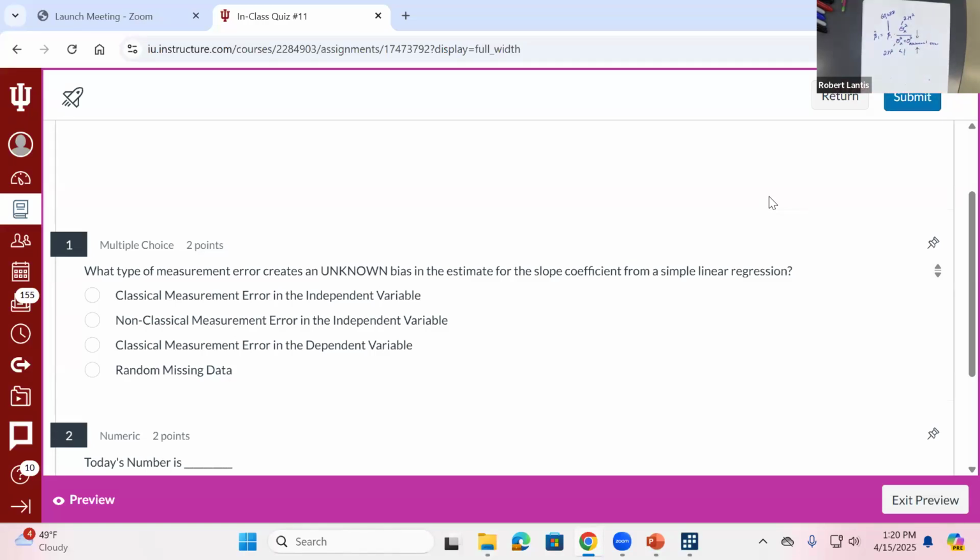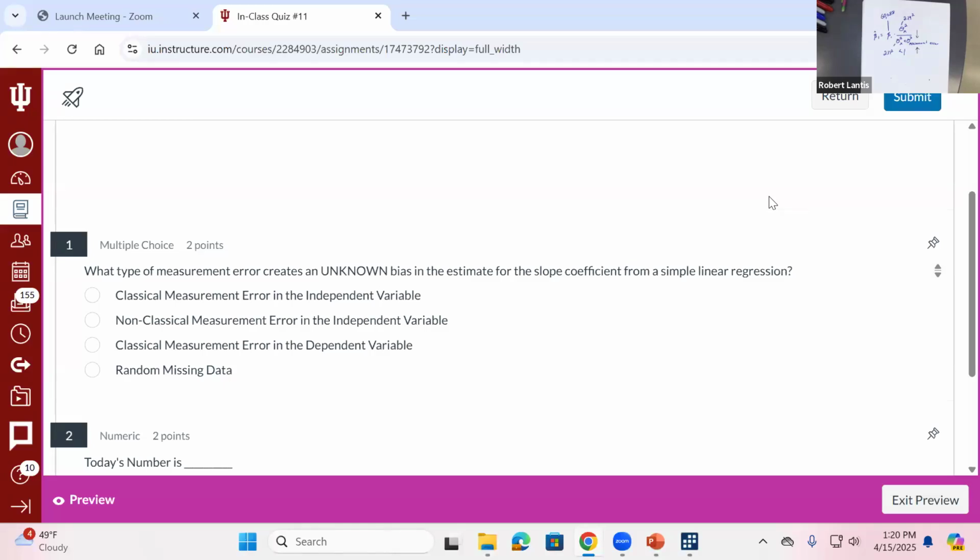So I'm looking for something that has a completely unknown bias. Well, as long as I have classical measurement error, if it's in the dependent variable, it doesn't cause any bias. If it's in the independent variable, it causes a bias, but I know how to calculate it, and I can at least put a sign to it. I know it's just going to be a little bit lower. So classical measurement error is not going to have an unknown bias in either our independent or dependent variable.